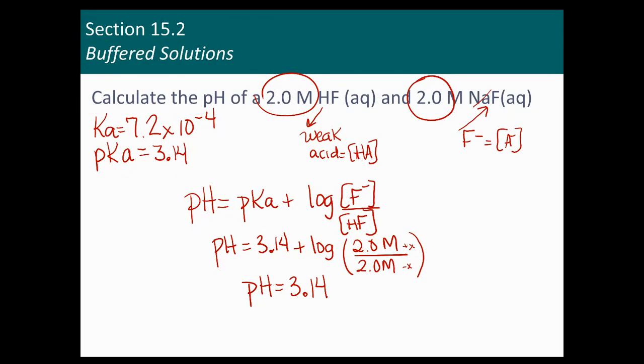Now, I know it didn't ask this, but HF and F minus will work in a buffer range of 2.14 through 4.14. That's where it's going to work. So the pH that this is useful for is plus or minus 1 unit of pKa.